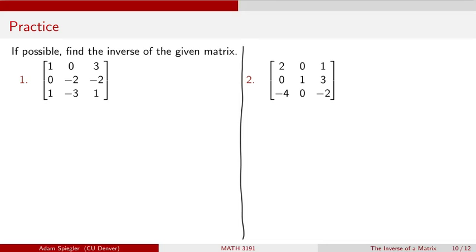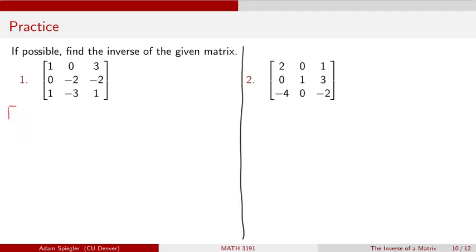All right, welcome everyone. So in this video, we will continue working with our algorithm for finding the inverse of a matrix. We did some 2x2 examples. Let's see what happens when we jump up to a 3x3 example. So the first question is asking us to find the inverse of a 3x3 matrix where the top row is 1, 0, 3, the second row is 0, -2, -2, and the third row is 1, -3, 1.